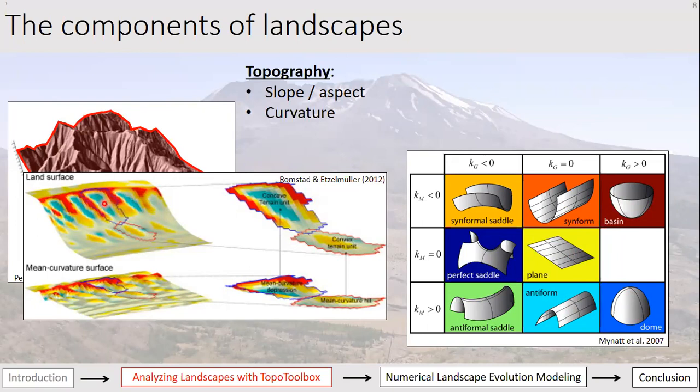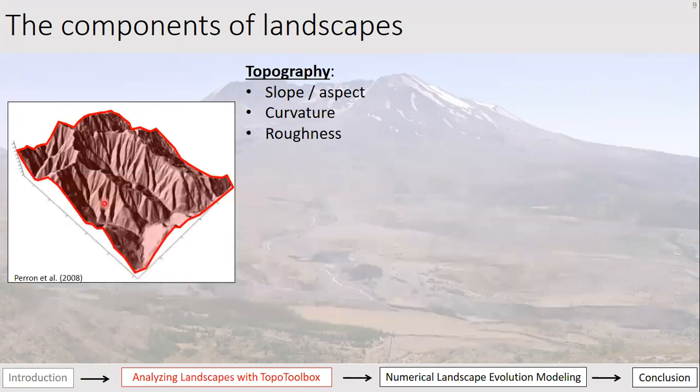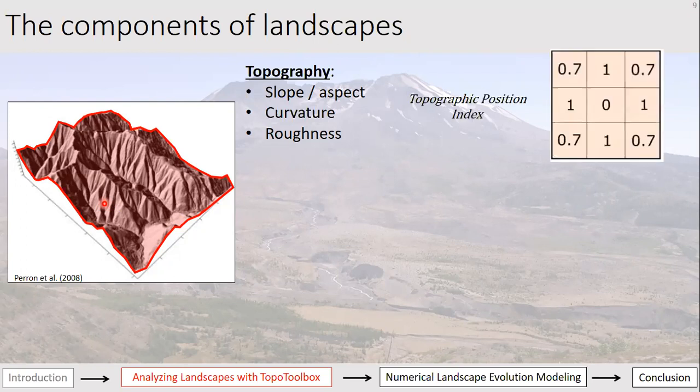The third metric is topographic roughness. Here, there are multiple ways to calculate this, but one of the common examples is what's called the topographic position index.